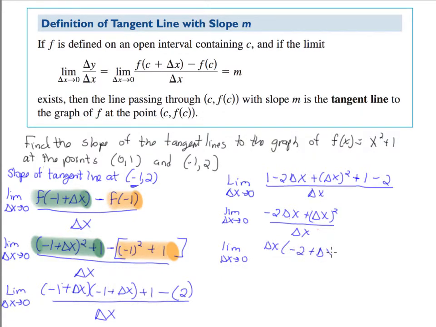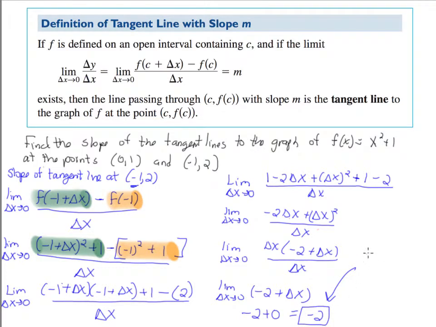So after some algebraic magic, I end up with the limit as delta x goes to 0 of negative 2 plus delta x. And now I'm ready to use direct substitution to solve this limit, and I get negative 2 plus 0, or negative 2. So the slope of the tangent line at the point of tangency, negative 1, 2, is negative 2.